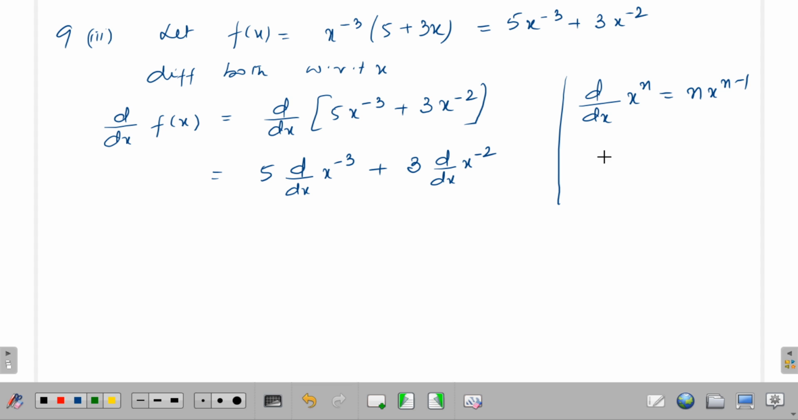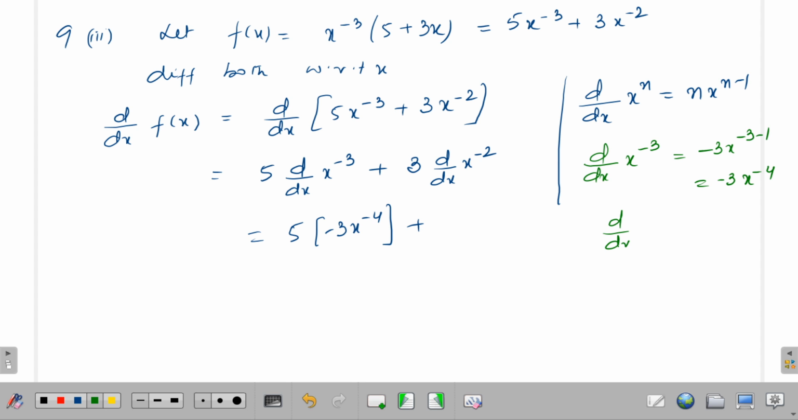Now again, the same thing. d by dx of x to the power minus 3 would be minus 3 coming down, so x to the power minus 3 minus 1, which is minus 3x to the power minus 4. So for the first one, I'll get the answer 5 and then minus 3x to the power minus 4. And the next one, if I differentiate d by dx of x to the power minus 2, that means the minus 2 will come down, and x to the power minus 2 minus 1, which is minus 2x to the power minus 3.